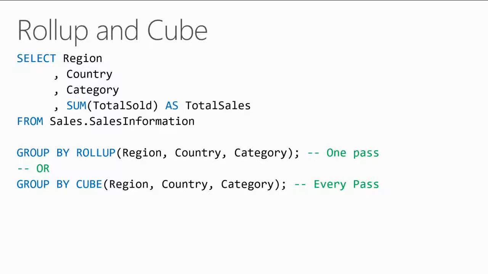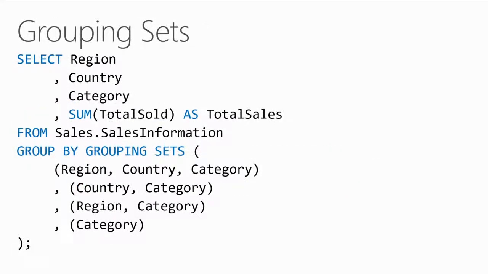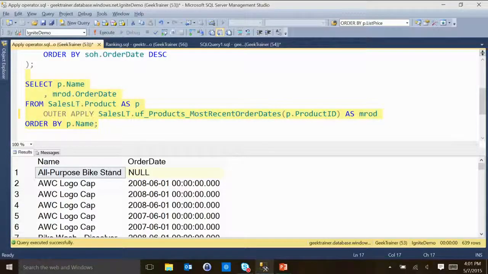Now the problem, of course, is that this does wind up being an all or nothing proposition. So let's say, for example, that I only wanted specific results back, specific combinations. This is where grouping sets come into play. So by using grouping sets, now I can identify the combinations that I want. So in this particular case, I'm only going to get the combination of region, country, category, region, category, and then finally category. Or to see this in action, it looks a little bit like this.